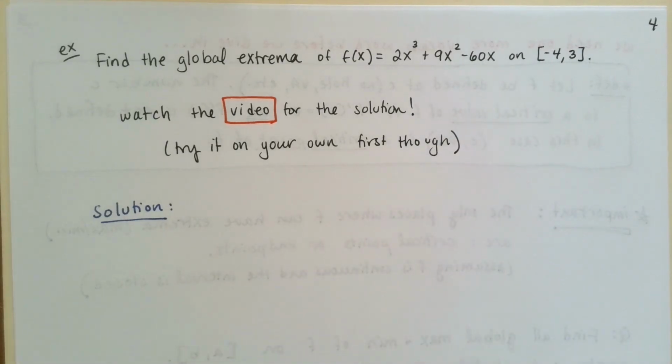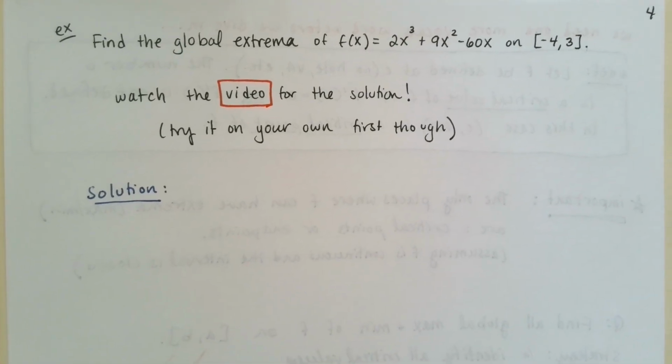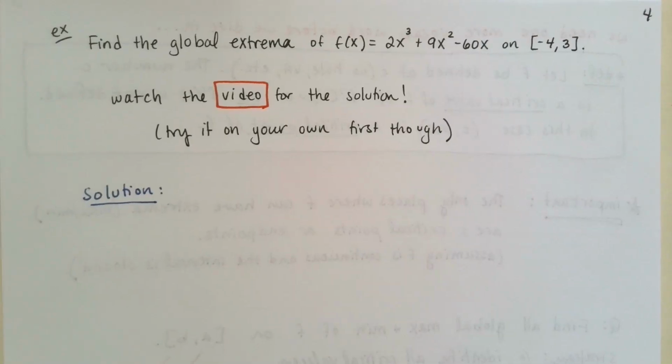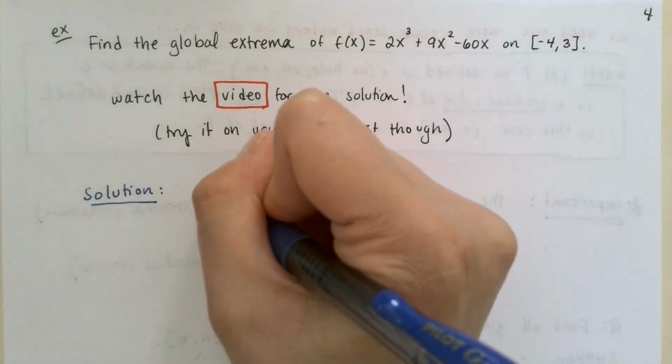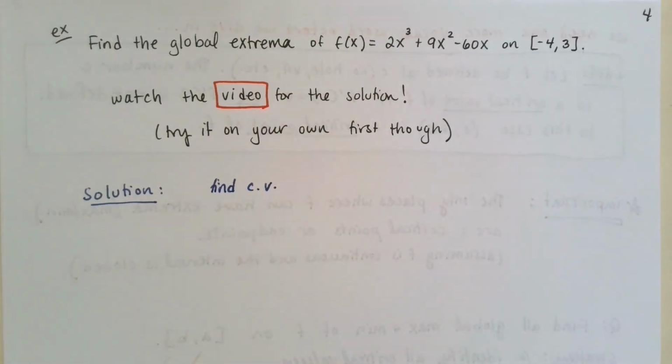Okay, so the first thing we want to do, now that we've decided that it fits our theorem, is we want to find the critical values. So I'm going to say CV for critical values, and that's going to be the way that we start a lot of different examples in this section and in several sections in the future.